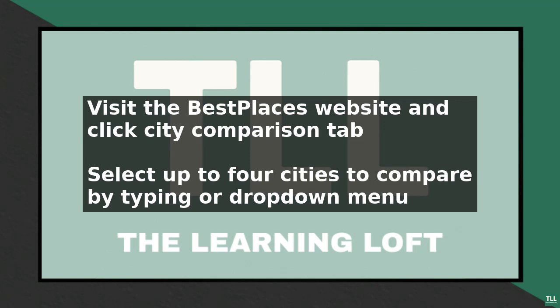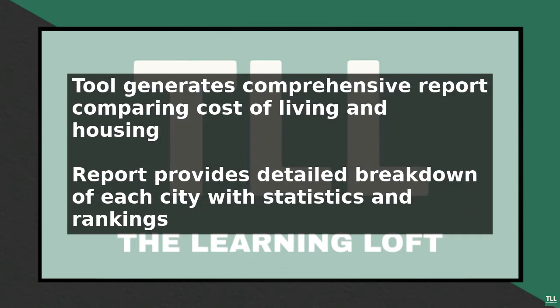From there, you can select up to 4 cities to compare, either by typing in the city name or by using the drop-down menu. You can choose cities that you are considering moving to, or cities that you are simply curious about. Once you have selected your cities, the tool will generate a comprehensive report that compares a wide range of factors, including cost of living, housing, education, healthcare, transportation, and more. The report will provide you with a detailed breakdown of each city, including statistics and rankings.